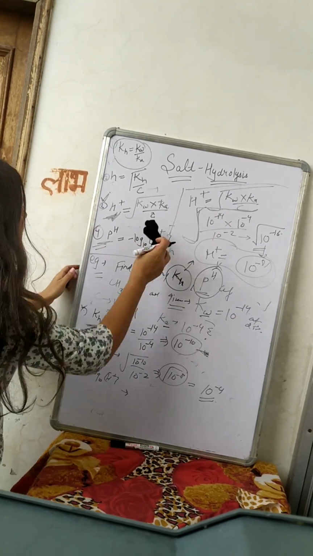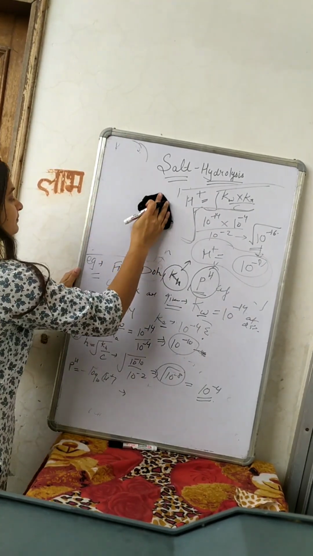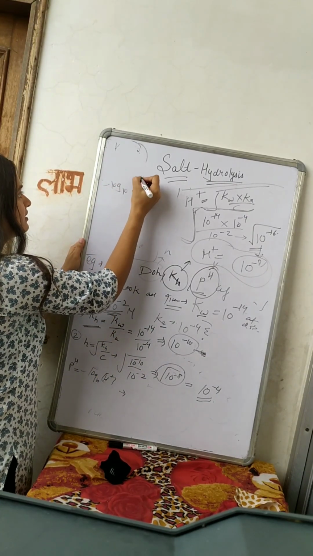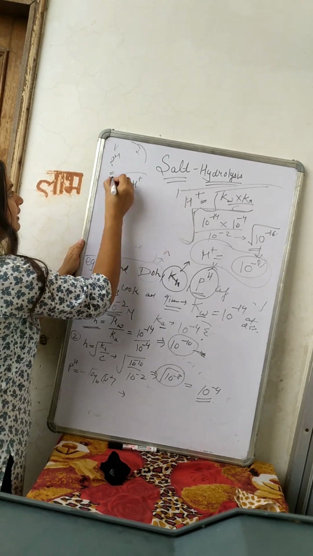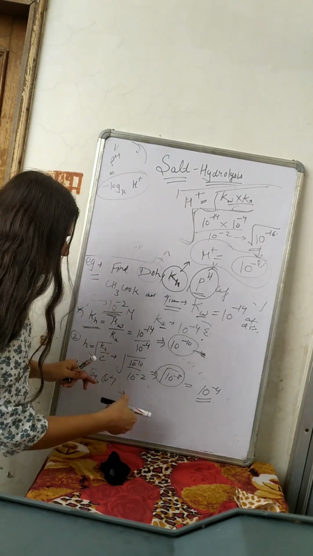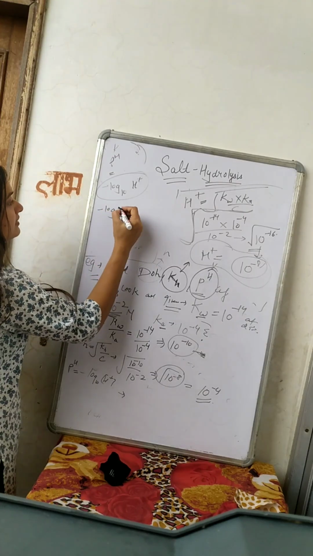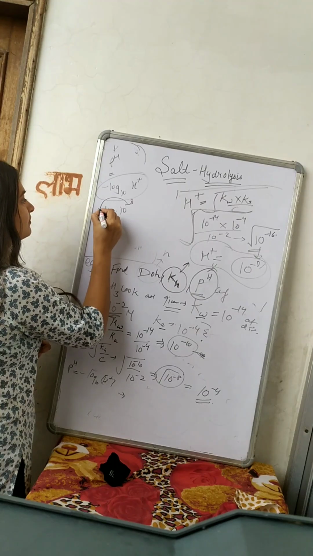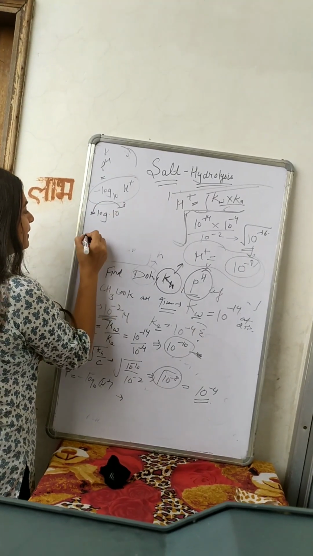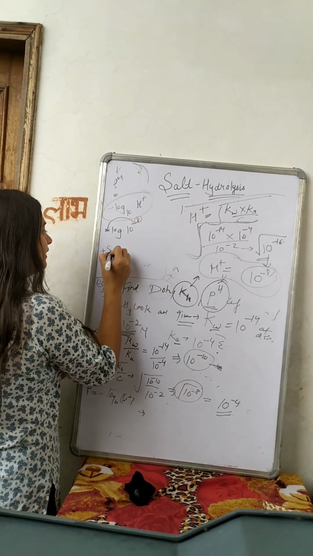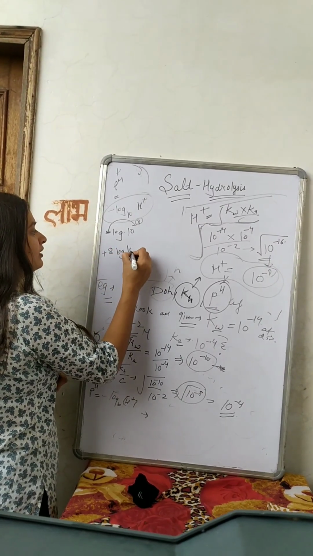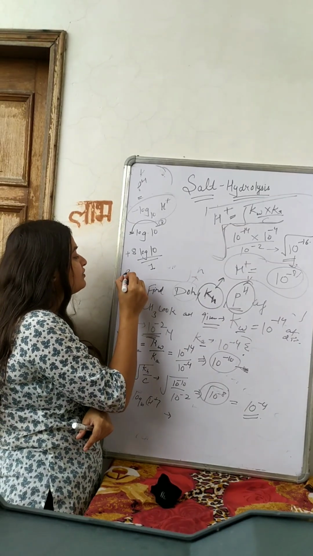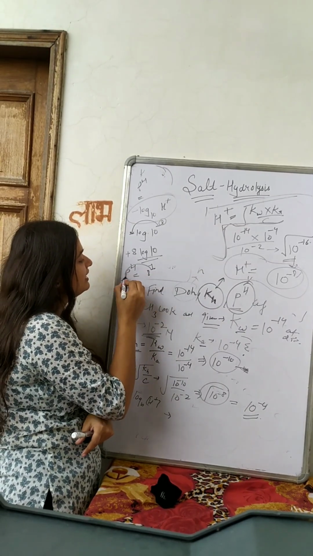So I can write here, that is equal to minus of log of the concentration of H positive ions. What is the value of these H positive ions? That is 10 power minus 8. This minus comes here, and minus minus is plus, 8 is also coming here, and log 10. What is the value of log 10? Log 10 is equal to 1. So pH becomes equal to 8.